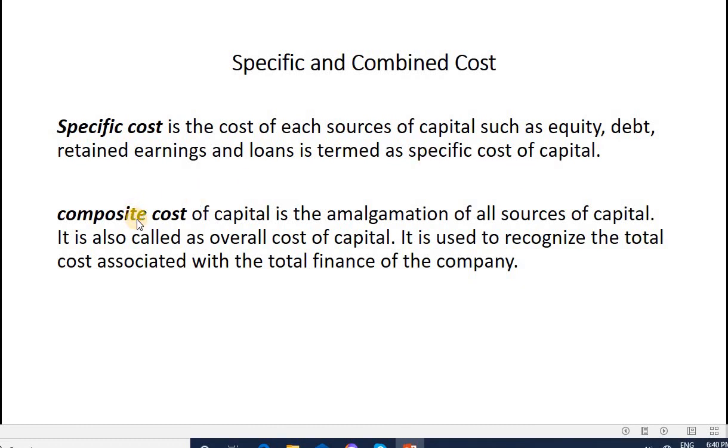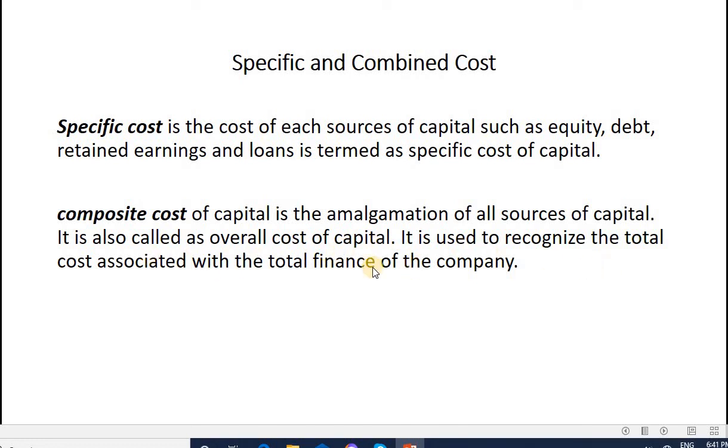Composite cost means what? Composite cost is an amalgamation, a mixture, or we can call it an addition of all sources of capital. So that is the addition of equity cost, debt cost, retained earnings cost, preference cost. All combined cost is called composite cost of capital. So it's also called overall cost of capital.